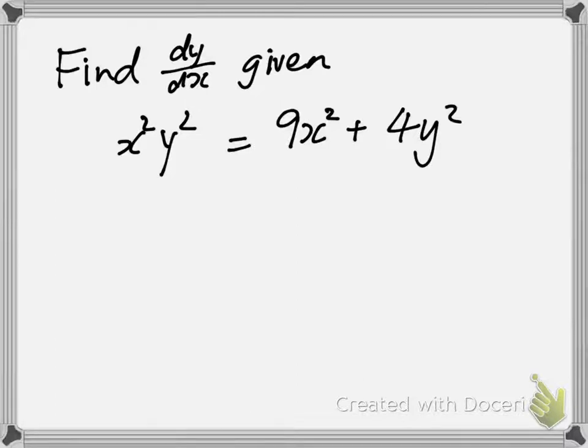So this video will teach you how to find dy/dx given an implicit function. This is an example of an implicit function. If I want to find dy/dx by doing implicit differentiation, I have to think of this as a product of two functions, right? And this is just one function plus another function. That's easy to find the derivative with respect to x.